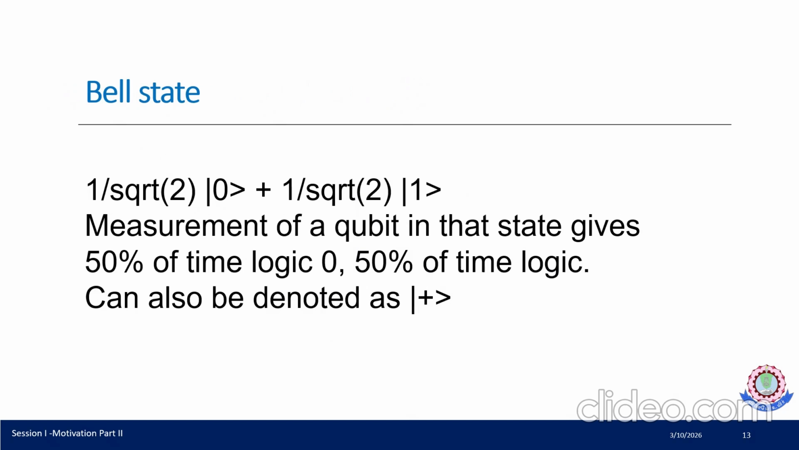This is called a Bell state. So which we have seen as a ball, it is called a Bell. So square root of the 0 ket plus square root of the 1 ket, which is going to have a summation. Measurement of a qubit in this state gives logic 0 50% of the time and logic 1 50% of the time. So 50-50 chances in the Bell state on top and below. On top the Bell state will have ket 0, on the bottom the Bell state will hold ket 1.